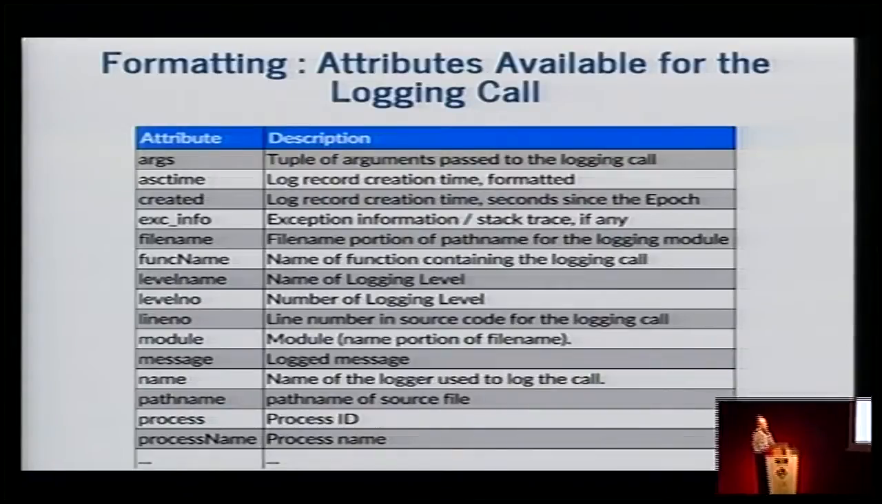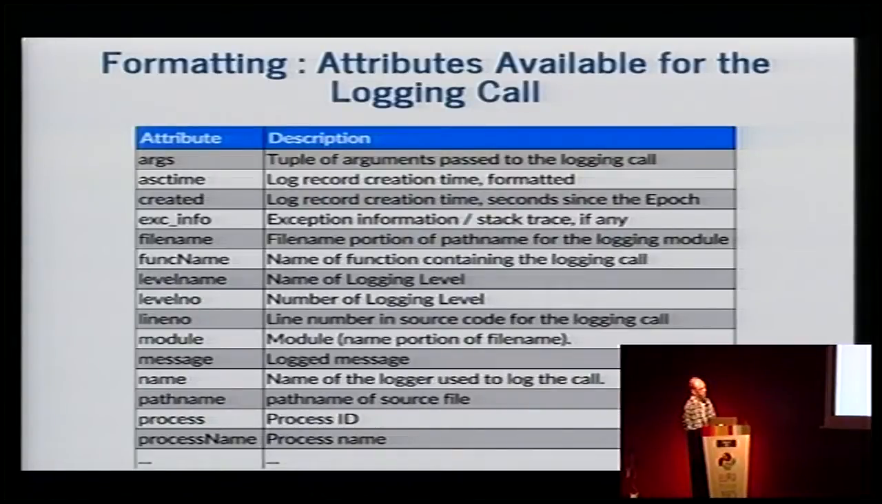These are all the things that would be available in the log record to add to your message. I've actually taken out some, because there are quite a lot of them. Some of them are quite surprising, like function name and the line number. By default, they are in there. You can disable them for performance reasons if you want to. It doesn't make much of a difference.